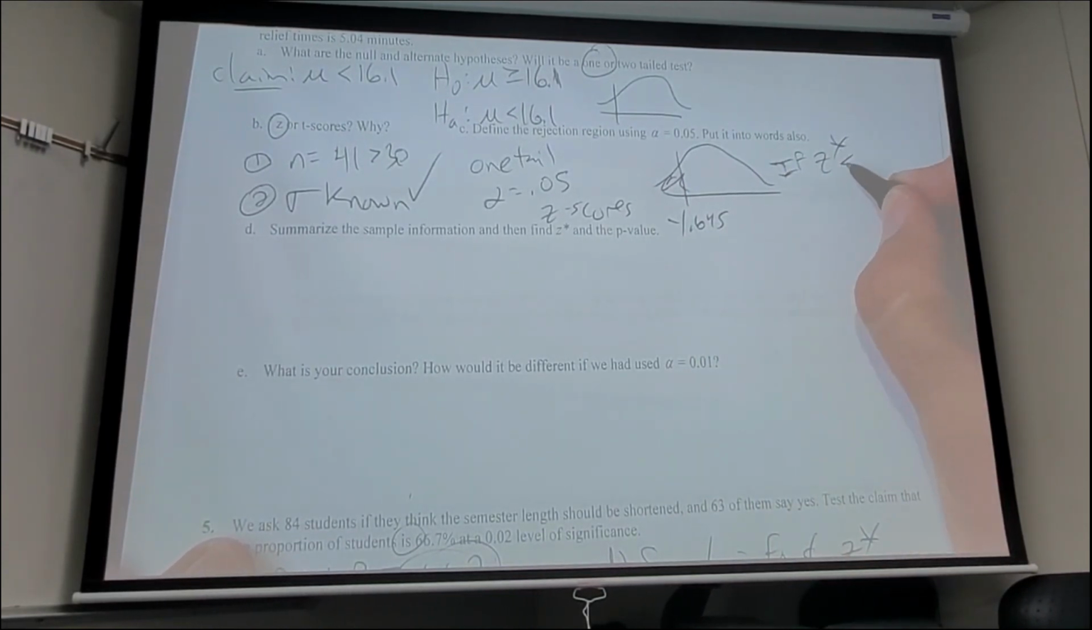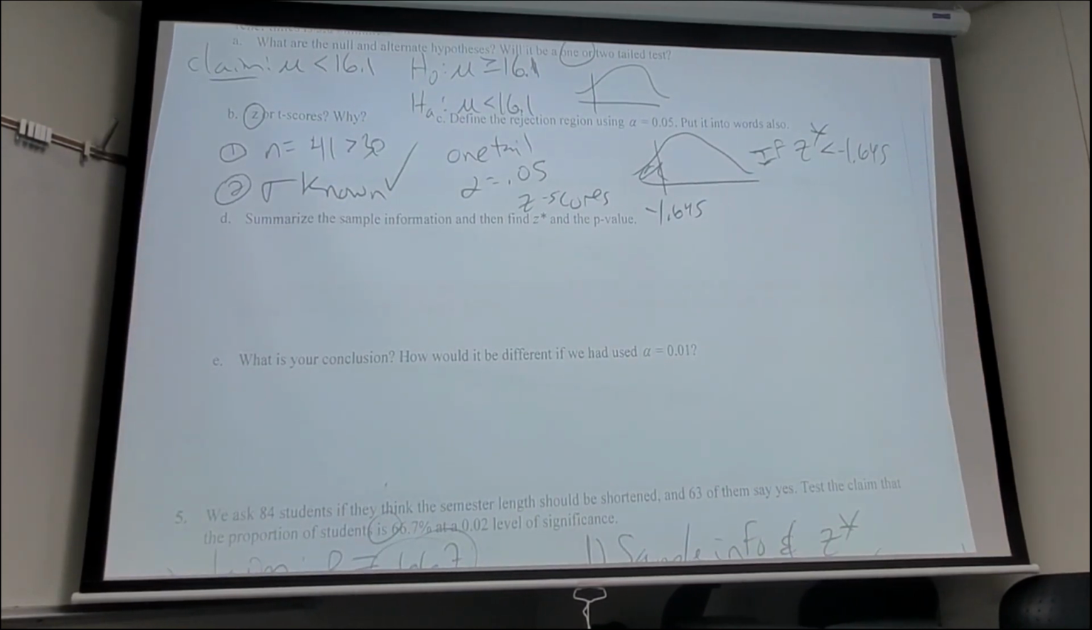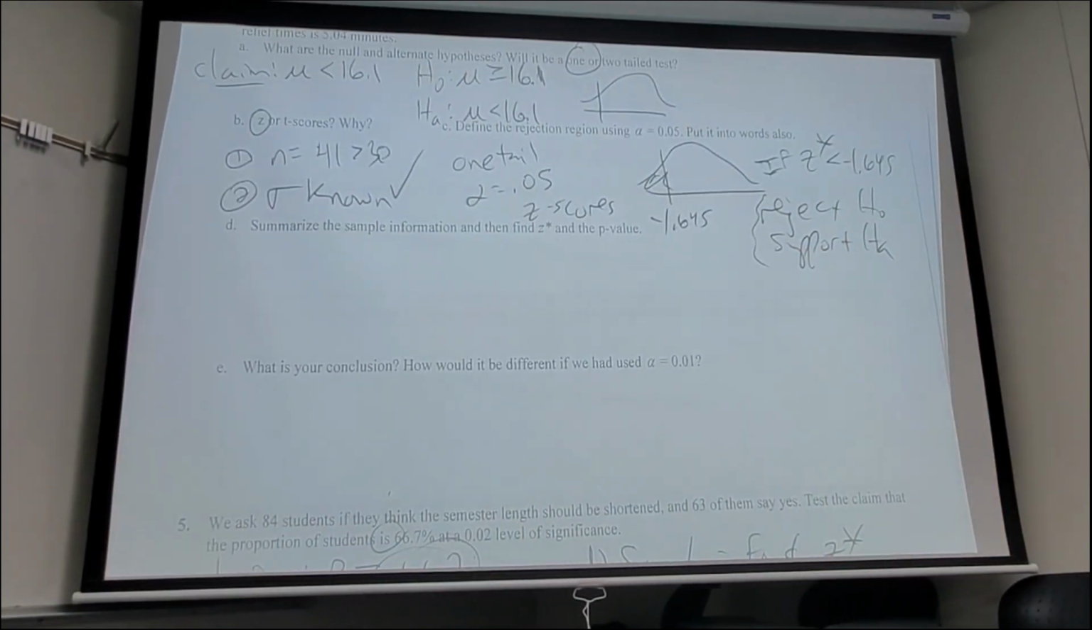So if z star is less than negative 1.645, what can we do? Reject. Good. So that's called the rejection region, because if you get into it, you can reject the null. That makes sense. Reject the null, support the Ha. This, by the way, is one statement. If I say the first dude is wrong, I also at the same time am saying it looks like the other dude is right. So if I fail to reject, I automatically fail to support the other guy. Those go together.